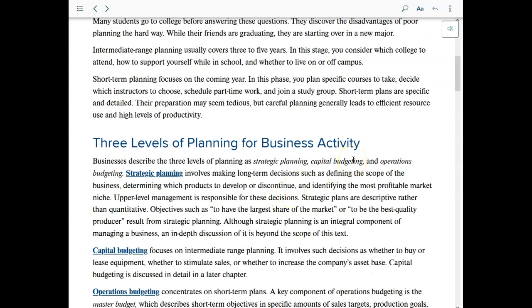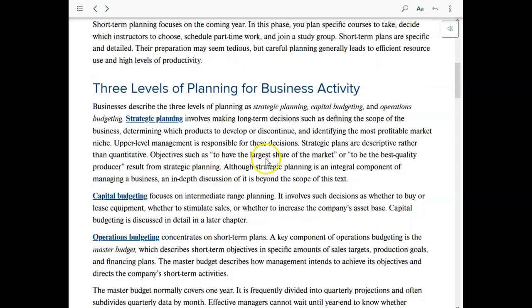Now, companies will do something called strategic planning. This is budgeting in the sense that you're planning for the overall future of the company. Which direction do you want it to go? What kind of products do you want to have? Strategic budgeting is not covered in detail in this chapter. That's for other courses that you'll take in your business college career.